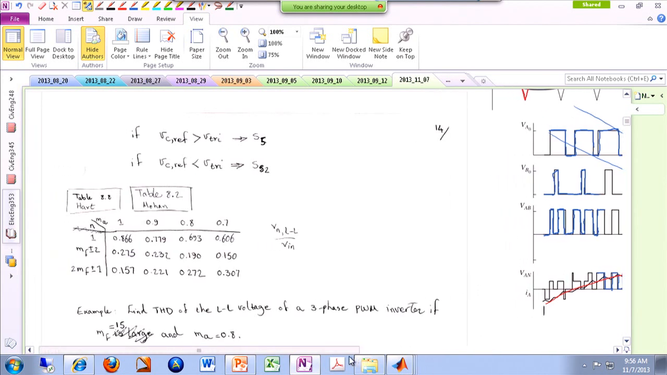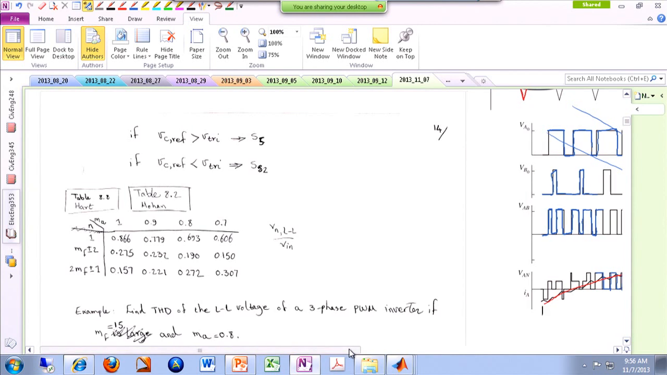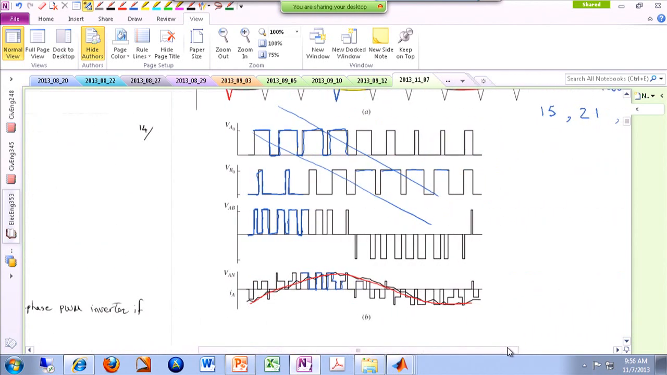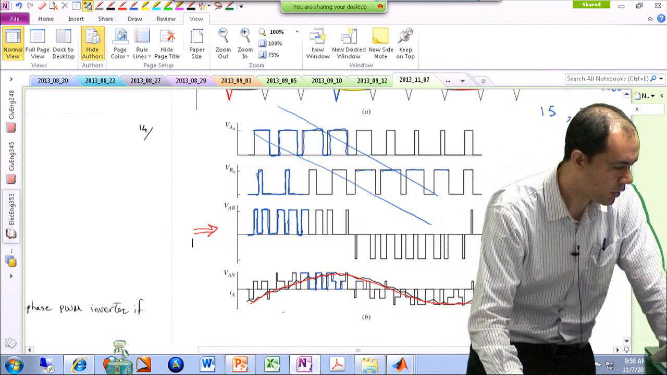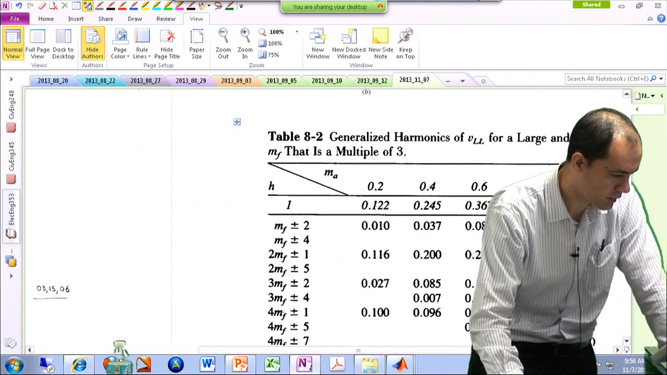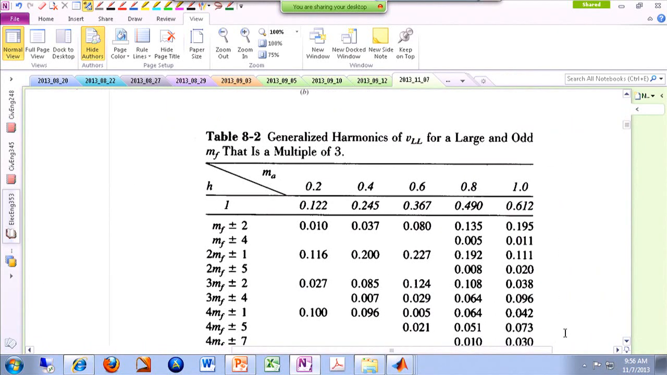Now, what people have done, and it's very useful, is they have looked at the harmonic content of the voltage signals that are generated. For instance, they have looked at this line-to-line voltage and tried to calculate its harmonics. The results are reflected in tables. This table does not come from your book. It comes from another book by Dr. Ned Mohan, but it is posted on Blackboard, so if you're interested, you can take a look. It's called a 3-phase table.